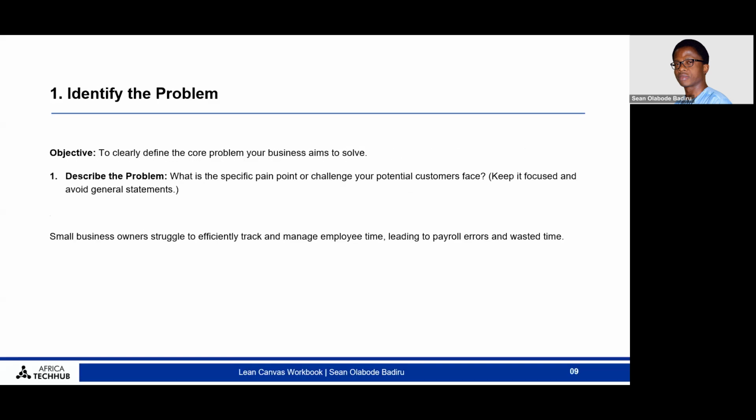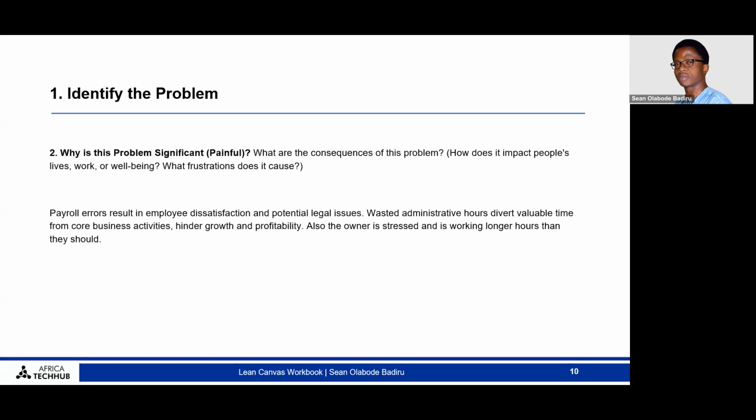Where did I write? Yes, small business owners are struggling to efficiently track and manage employees' time. They can't manage their time. They don't know people clocking in, people clocking out, when people, yes, time and attendance problem. God bless you. And the effect, the impact on organization is that it's leading to payroll error and wasted time. So time and attendance are problem.